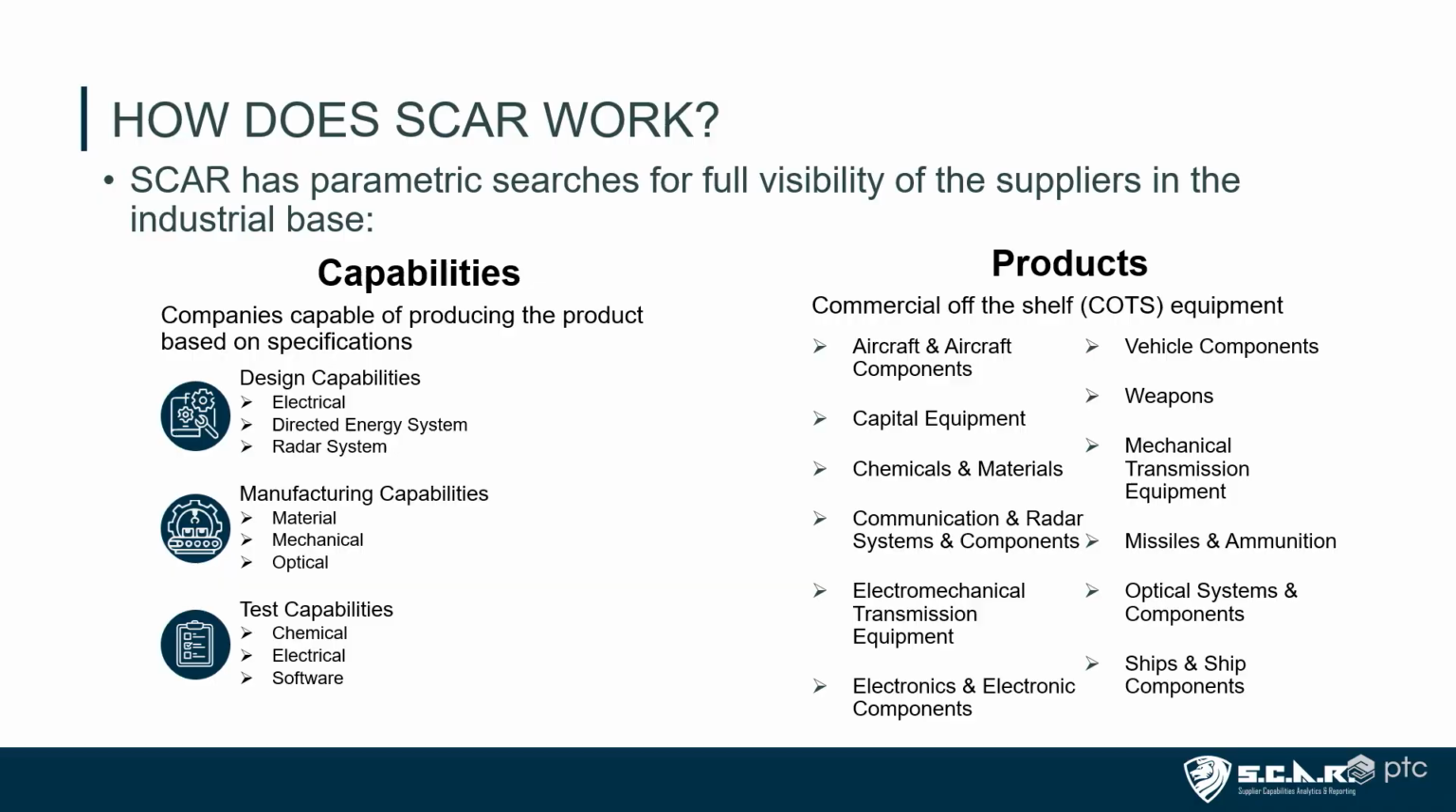And so how does SCAR work? SCAR works basically by having two parametric searches. So those two different parts, and why SCAR is also unique is that you have your COTS products and you have your capabilities. So if you are looking for a product that's already off the shelf, you can find that, and you also have the option of searching for a supplier that's able to build that product out.